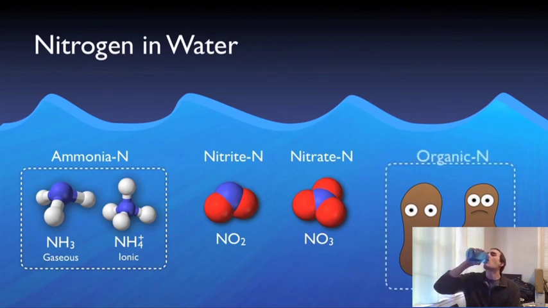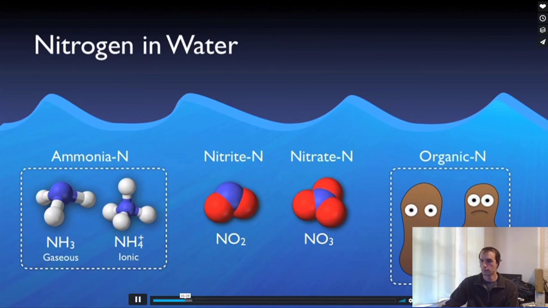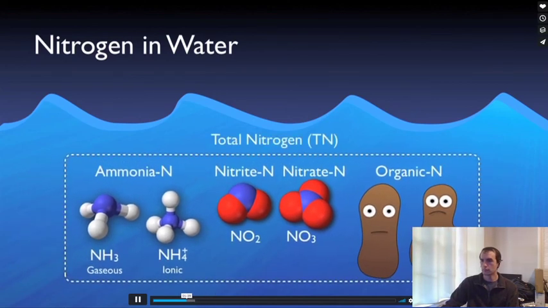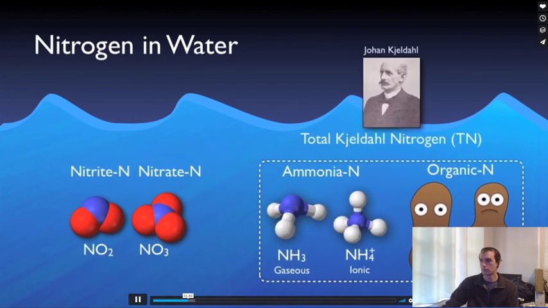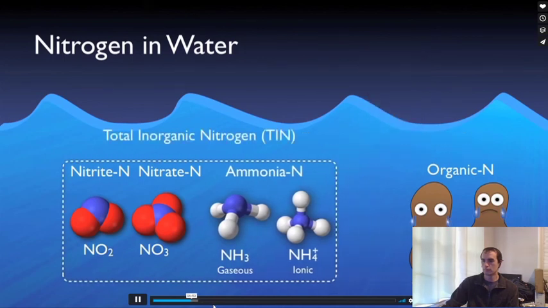This category is referred to as organic nitrogen, of which a certain amount typically cannot be removed through the biological processes that will be described in this video. Total nitrogen, as the name implies, is the sum of all types of nitrogen. TKN, or total Kjeldahl nitrogen, named after the scientist Johan Kjeldahl, is the sum of only organic nitrogen and ammonia nitrogen. TIN, or total inorganic nitrogen, is just as the name implies, the total nitrogen minus the organic nitrogen.